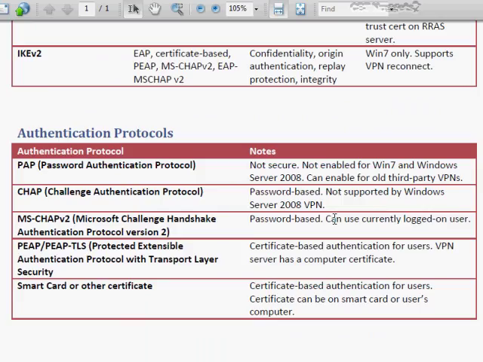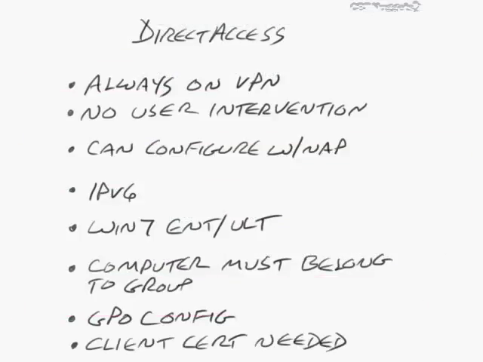So that's a big advantage of IKE version 2, but it requires a little bit of infrastructure preparation as well. The authentication protocols are what we see down here. I'm not going to exhaust those, but you can read through them in this document. Okay, now I'm ready for Direct Access. I knew I was forgetting something.